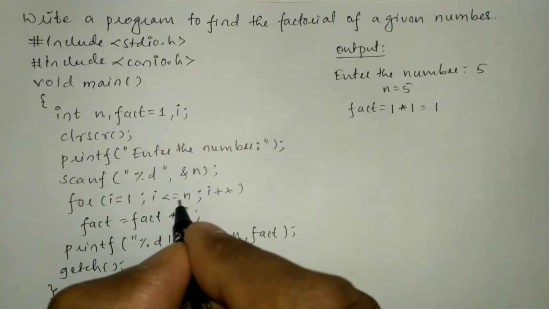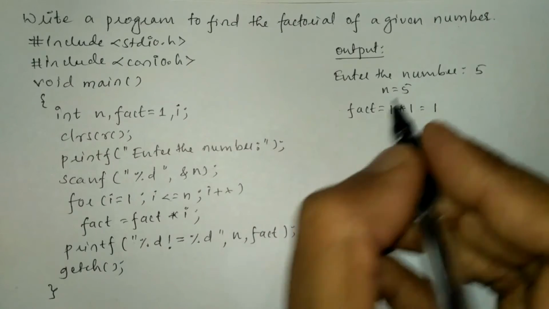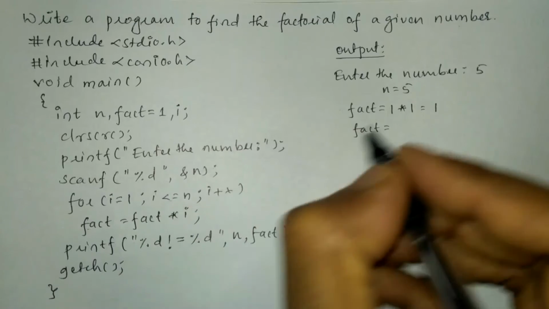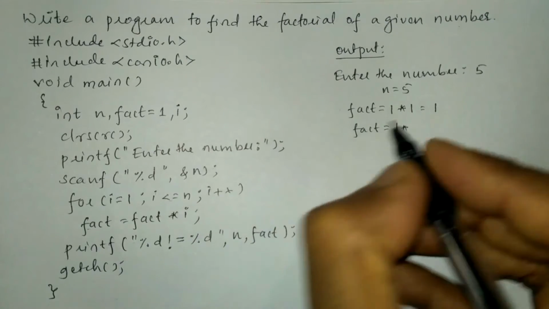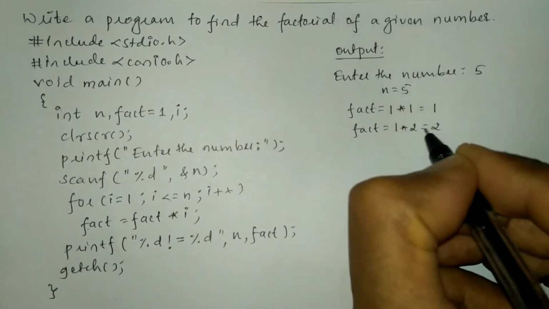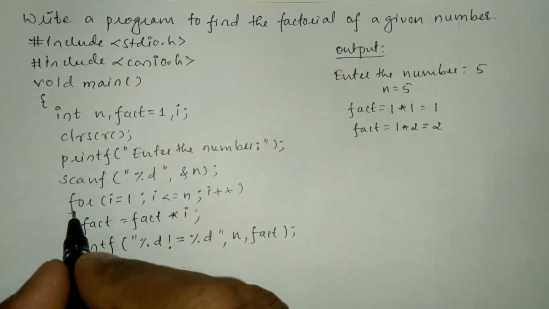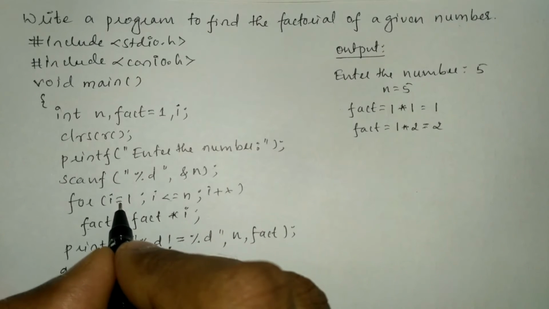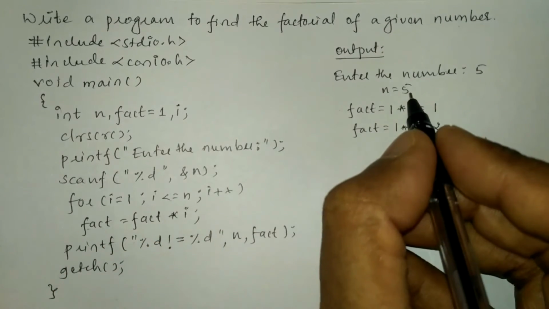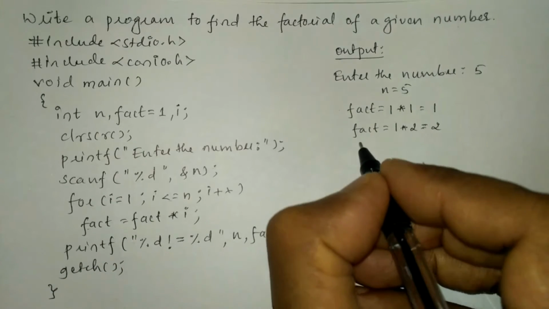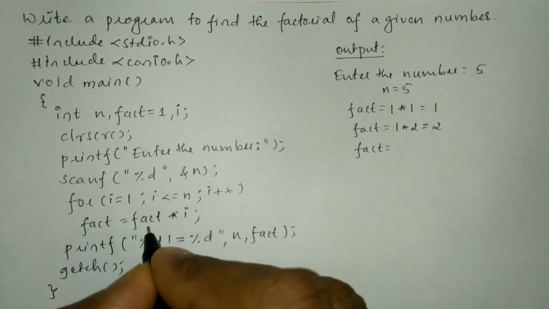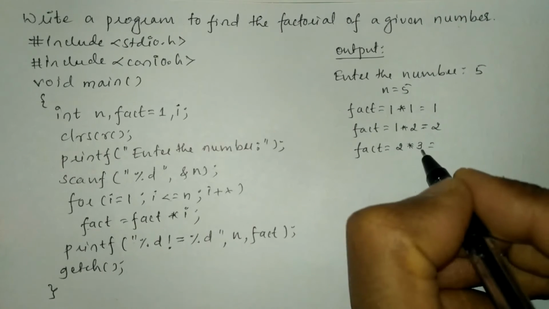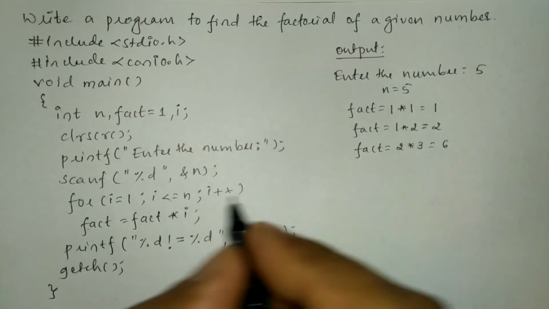Again 2 is less than or equal to 5. The condition is true, so this particular statement will get executed. Fact is equal to, now fact is 1 into the i value 2. So 1 into 2 is 2, which will be stored in fact. Again control transfers to the for loop by incrementing the value of i by 1. Now the i value is 3. So 3 is less than or equal to 5. Yes, the condition is true. Once again this statement will get executed. Fact is equal to fact, this time fact is 2 into the i value 3. So 2 threes are 6, and 6 will be stored in fact.